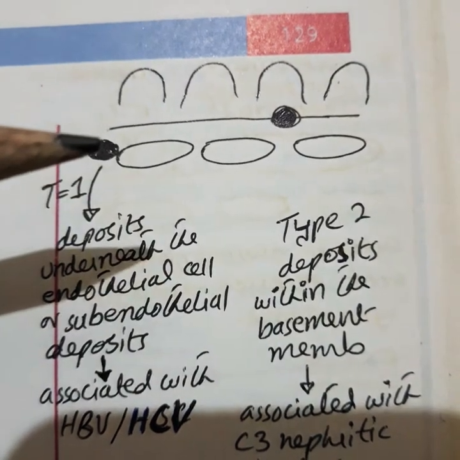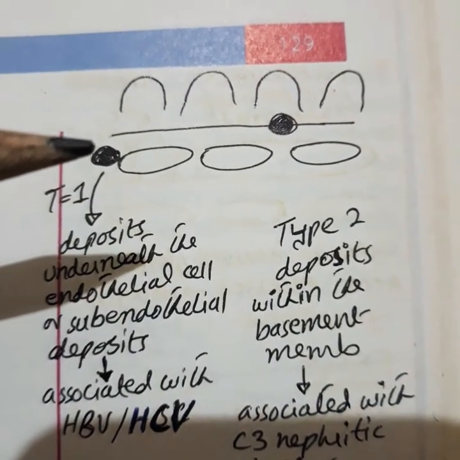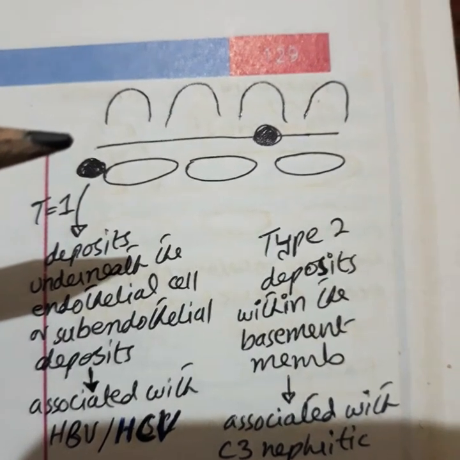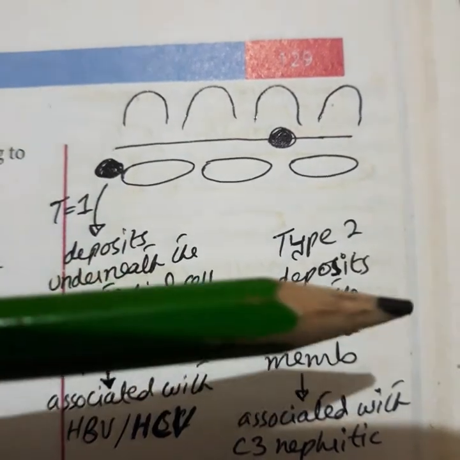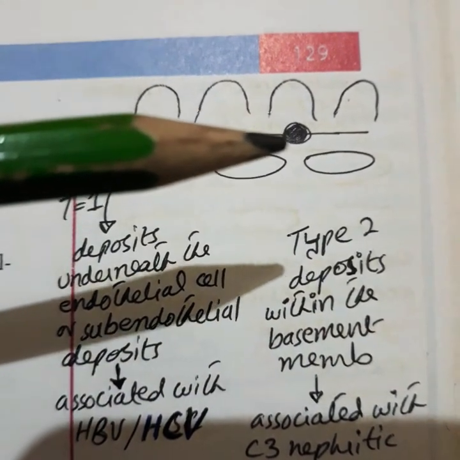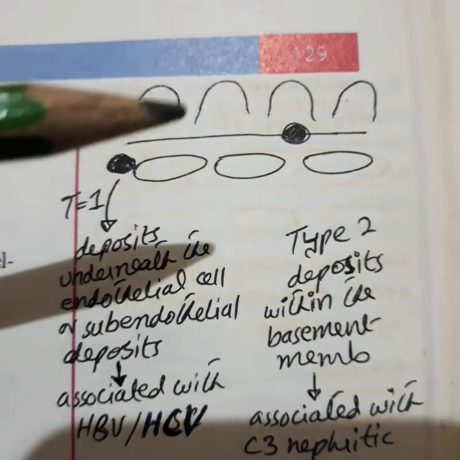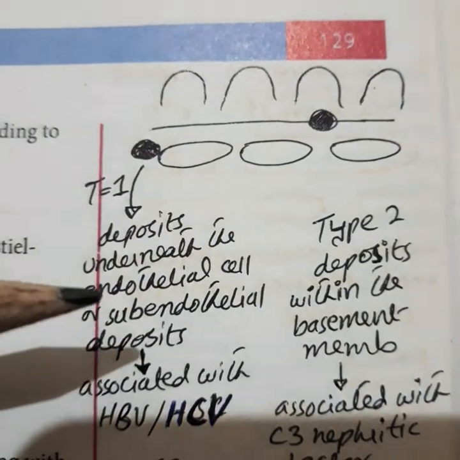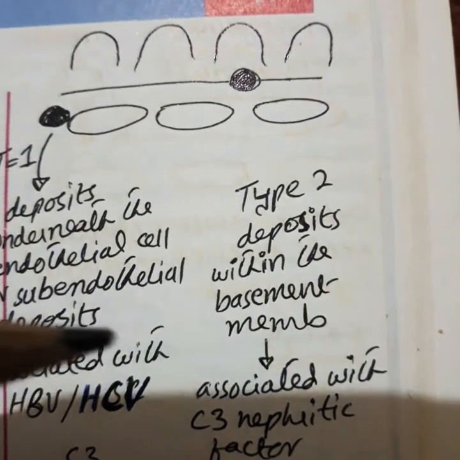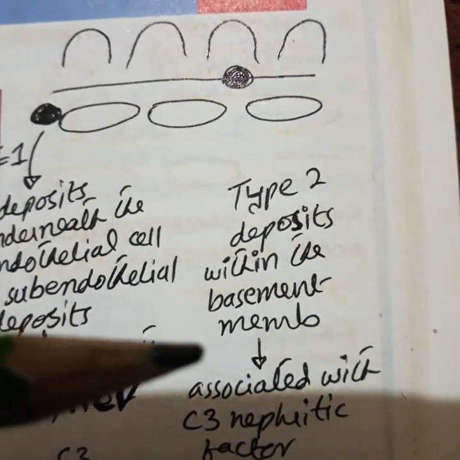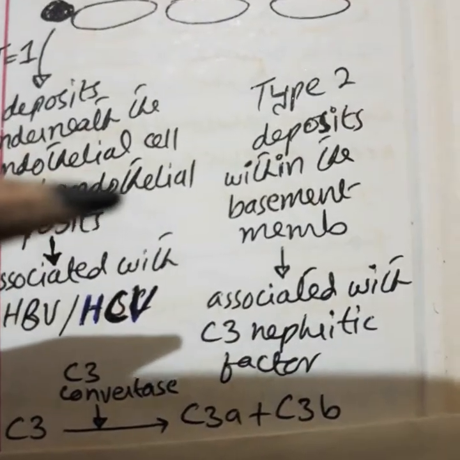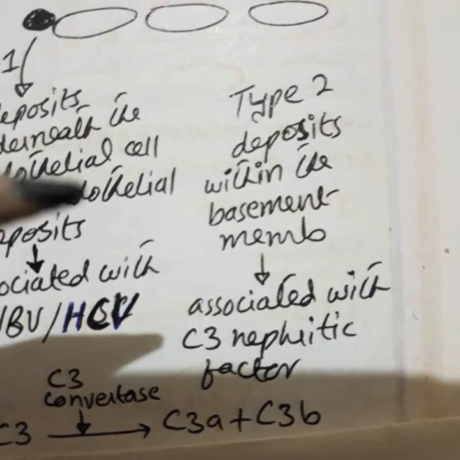That one is a deposition underneath the endothelial cell, subendothelial deposits. Type 1 and type 2, that is deposits within the basement membrane. That one is a basement membrane. That one is a podocyte. Type 1 is associated with HBV and HCV, while type 2 is associated with C3 nephritic factor. C3 convertase converts C3 into C3a plus C3b.